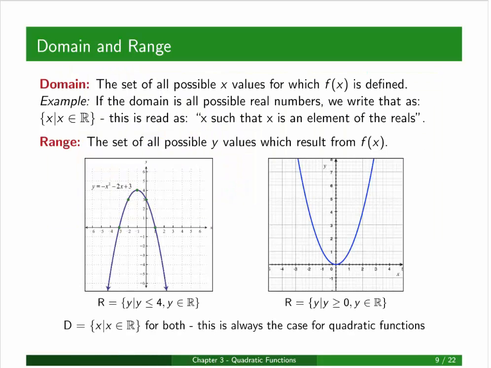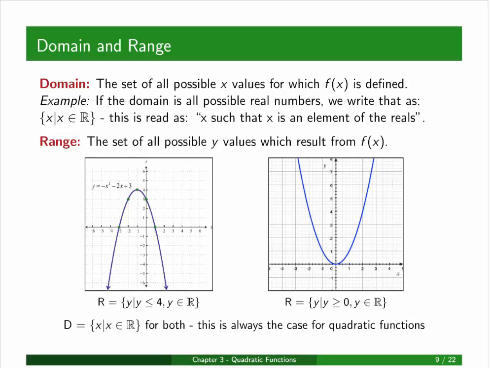Let's move on. Very quickly, domain and range. Domain is all the possible x values for which f of x is defined. In quadratic functions, this is the case for every single example: x is an element of the reals. You read this as x such that x is an element of the real numbers. The range is all the possible y values which result from f of x.